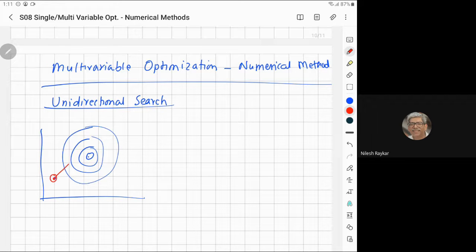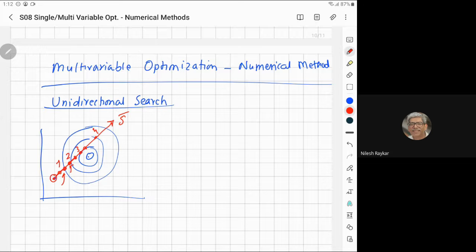Let's call this direction S bar, indicating it's a vector. The dimension of the vector will be the same as the dimension of your problem. The way this method works is that, with respect to the start point, you search this function along this direction only. You keep on searching along the points on this line. At point 1, the value is large, at 2 it is small, at 3 it is further small, and if you go to 4, you'll find that it is again increasing.